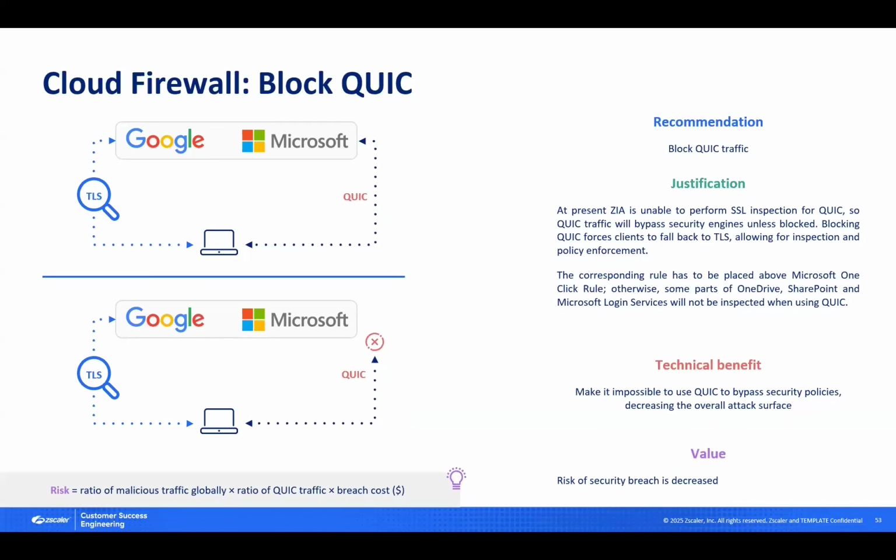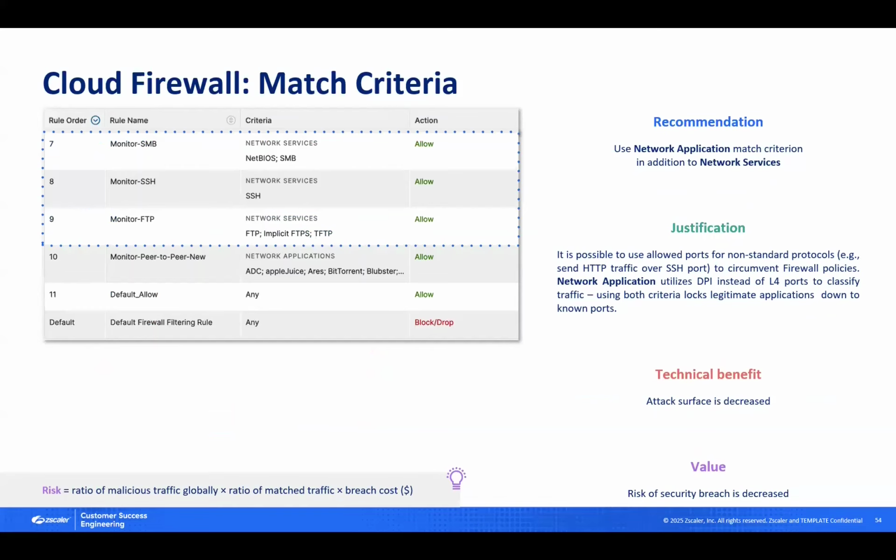First, it's recommended that you block QUIC traffic. At present, ZIA is unable to perform SSL inspection for QUIC, so QUIC traffic will bypass security engines unless it is blocked. Blocking QUIC forces clients to fall back to TLS, allowing for inspection and policy enforcement on this traffic. Note that this rule should be placed above the Microsoft One-Click rule, otherwise some parts of the OneDrive, SharePoint, and Microsoft login services flows will not be inspected when using QUIC. Blocking QUIC this way will make it impossible to use QUIC to bypass your security policies, decreasing the overall attack surface.